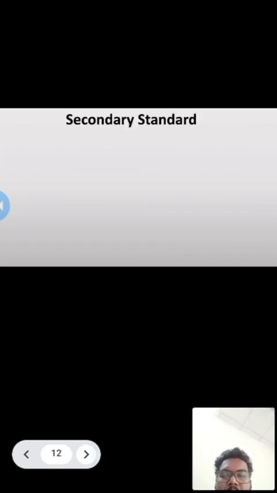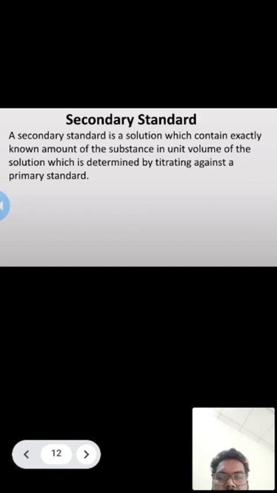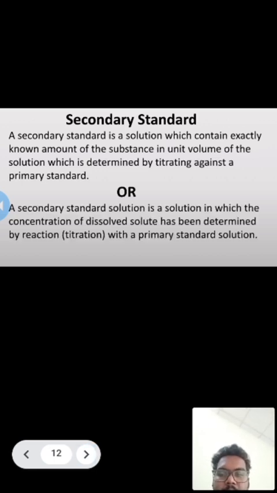Now let us learn about secondary standards. A secondary standard is a solution which contains an exactly known amount of the substance in a unit volume of the solution, which is determined by titrating against the primary standard. Or, a secondary standard solution is a solution in which the concentration of the dissolved solute has been determined by reaction, that is titration, with the primary standard. This is very important: the concentration of a secondary standard is determined by titration against the primary standard.